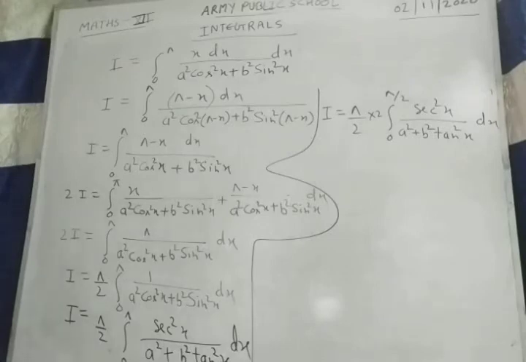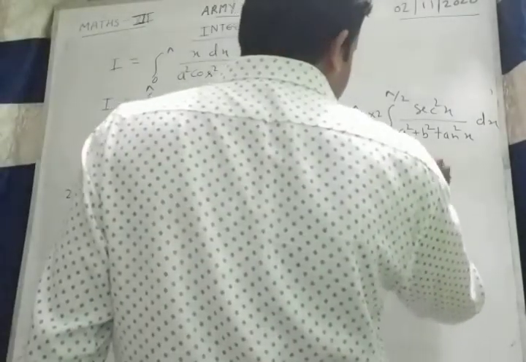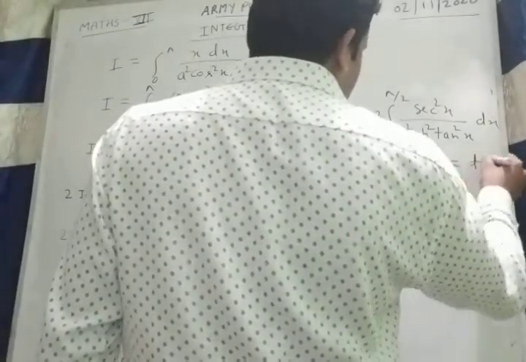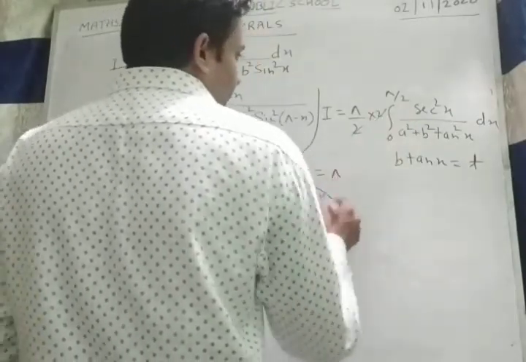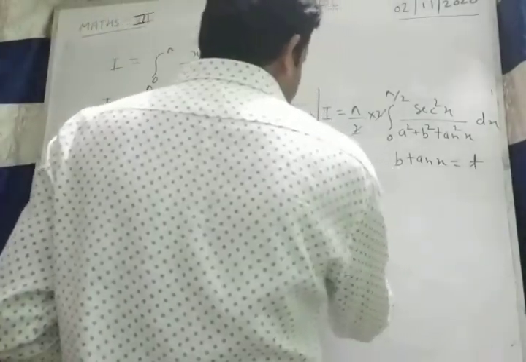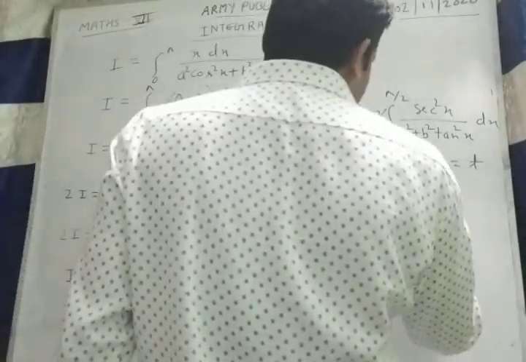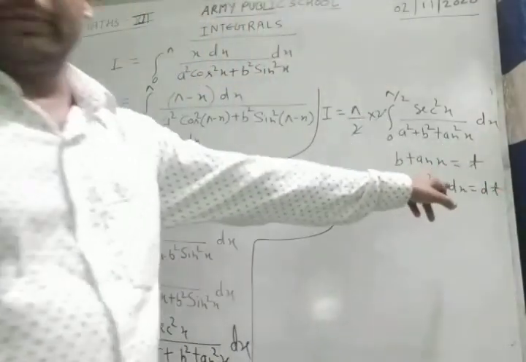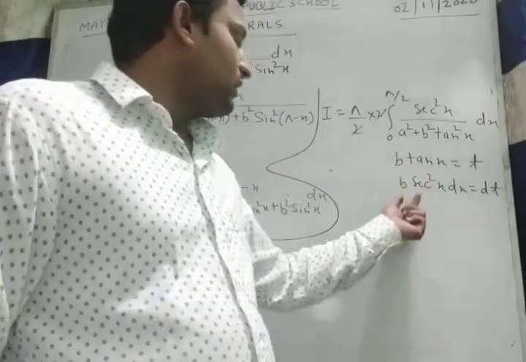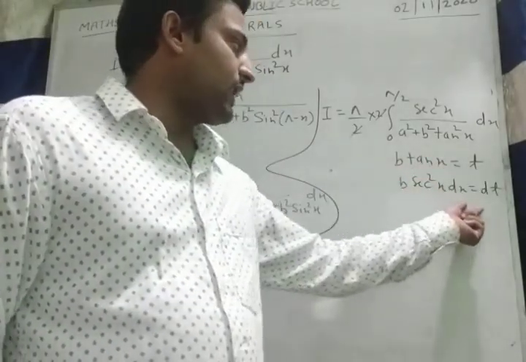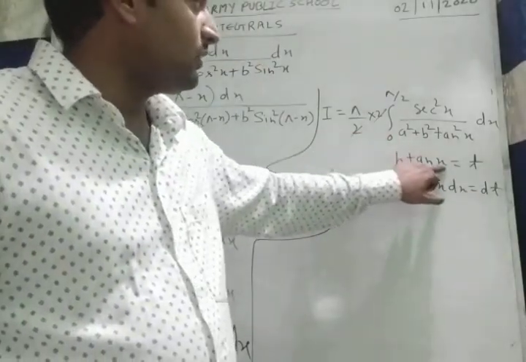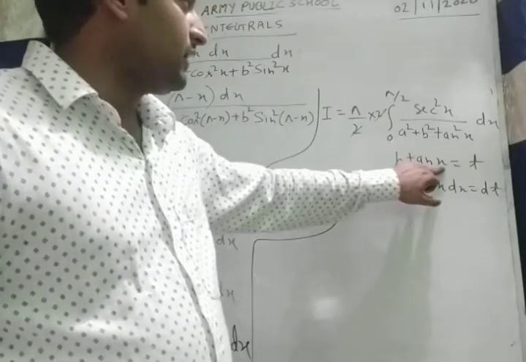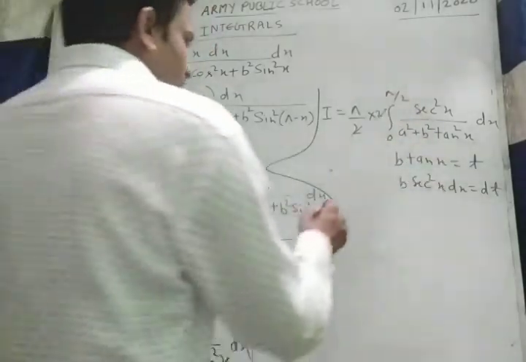Now we will take b tan x is equal to t, and this will be cancelled. Our I is equal to pi, and this will be b sec square x dx is equal to dt. We have taken b tan x is equal to t. Okay. Now differentiation of this: b sec square x dx is equal to dt. Now we will change the limit. If we put 0, tan 0, so t is 0. If we put pi by 2, we get infinite. So the limit will be what?